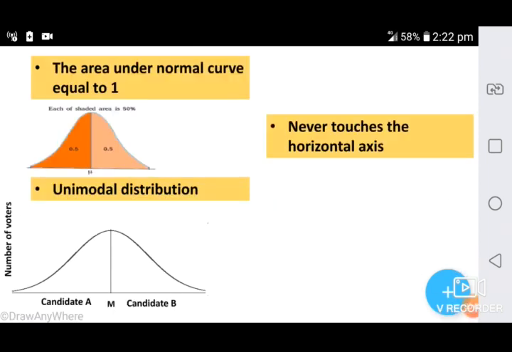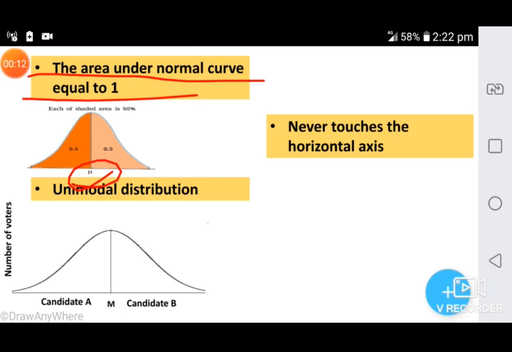Next one, the area under the normal curve is equal to 1. Here the frequencies are located at the center of the distribution. 50% area to the left of the mean and 50% area to the right of the mean. So total 100%. So the area under the normal curve is equal to 1, or 100%.